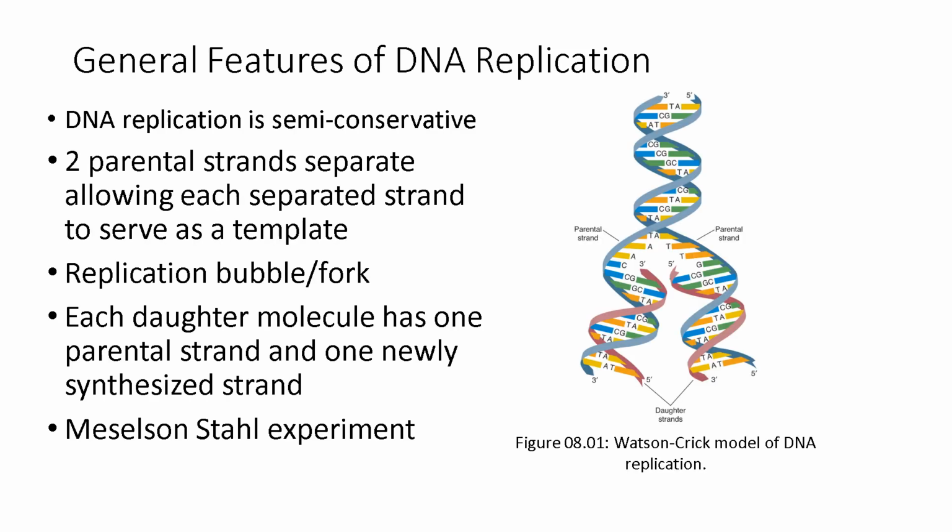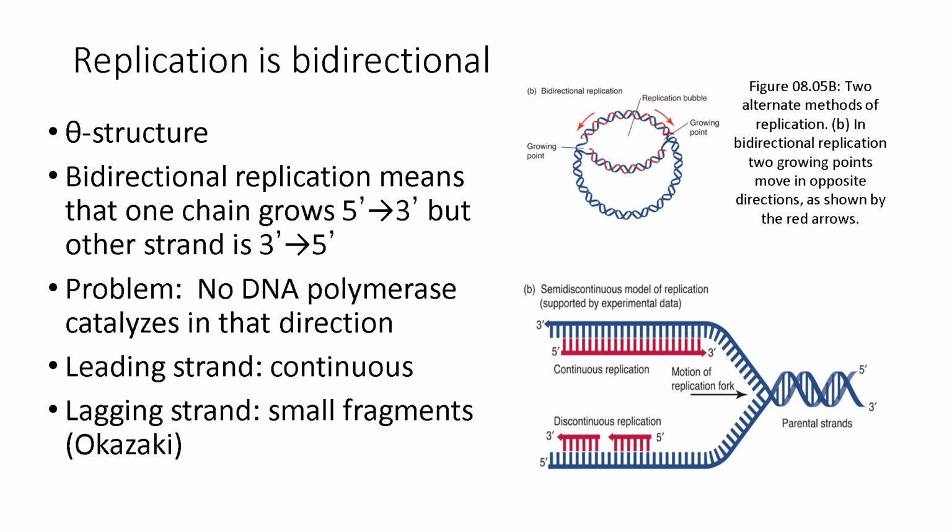DNA replication is a semi-conservative process, meaning each daughter molecule consists of one parental strand and one newly synthesized strand. This process begins at the replication bubble or fork, and was first confirmed by the famous Meselson-Stahl experiment, supporting the Watson-Crick model of replication. In prokaryotes, DNA replication proceeds bidirectionally, forming a theta structure.